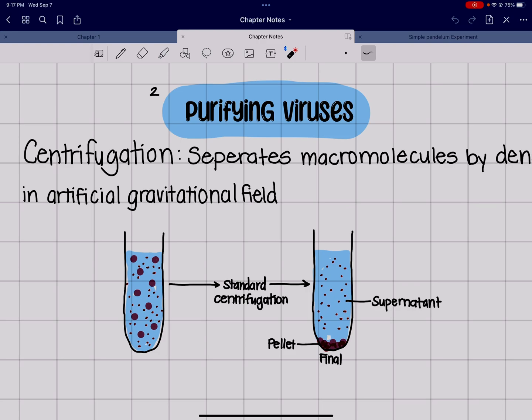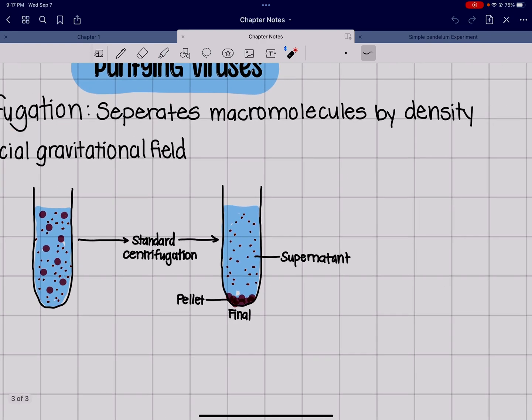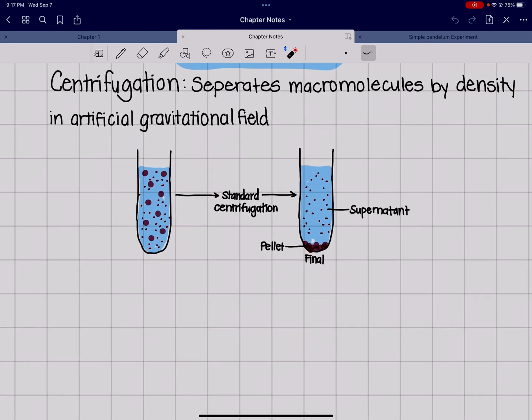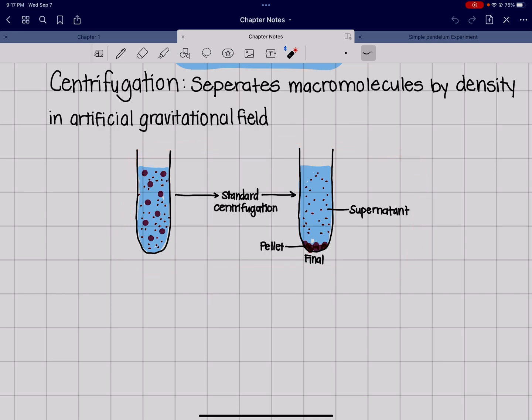Second of all, we're going to be talking about purifying the viruses. Centrifugation separates macromolecules by density in artificial gravitational fields. This image shows how the density of all these particles gets separated after centrifugation.